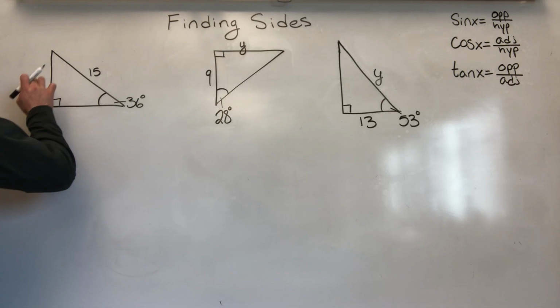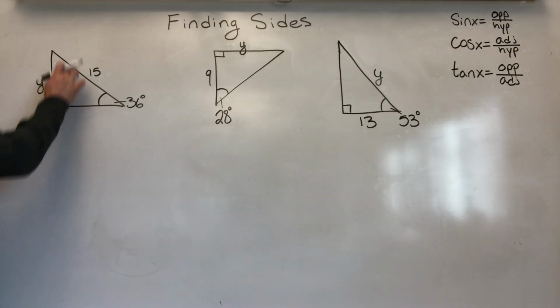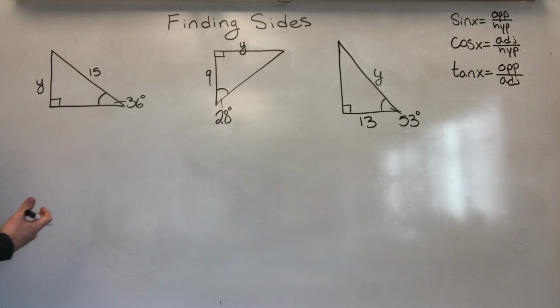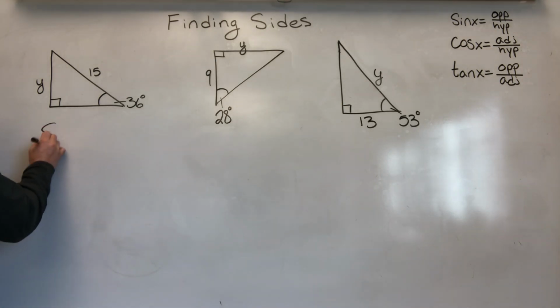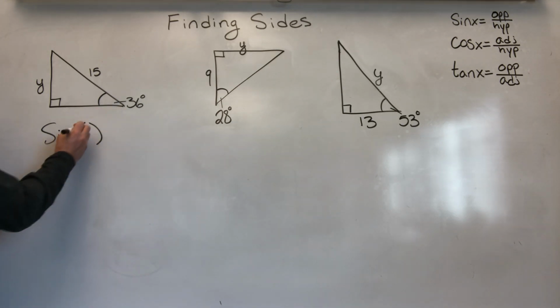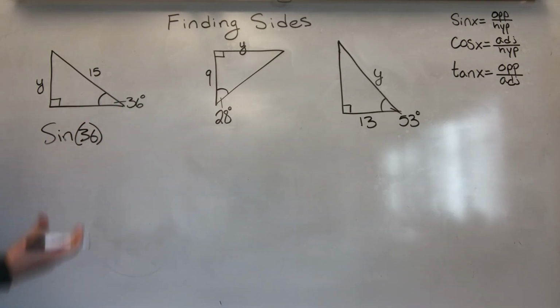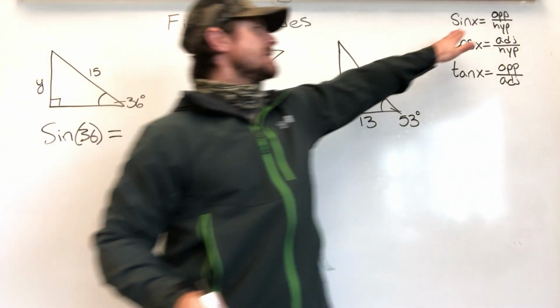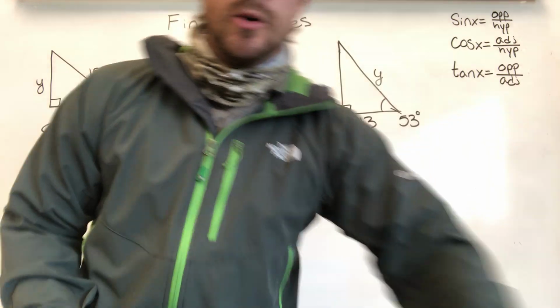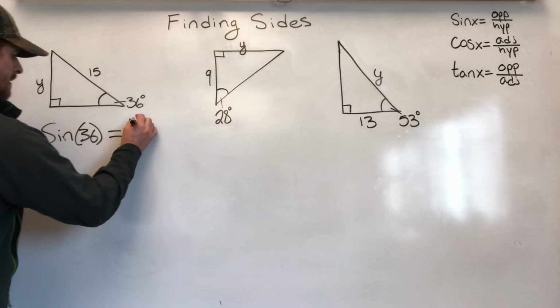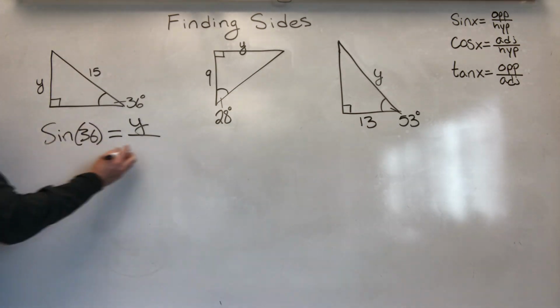We are trying to find what is the missing side length here. If I have a hypotenuse of 15 with an angle measure of 36, what I need to do is use sine. Now sine x is really sine times the 36. That is the angle measure that is given. And we're going to say it is equal to, we know sine x is opposite over hypotenuse, so we take our opposite side, which is y, dividing it by our hypotenuse, which is 15.